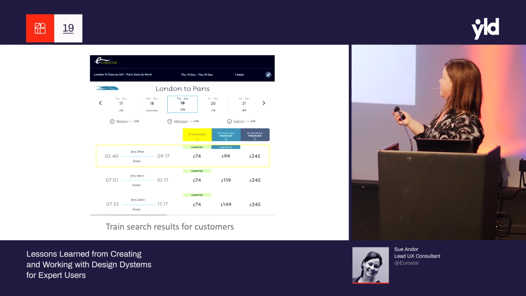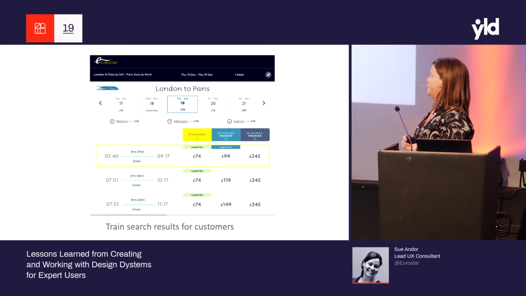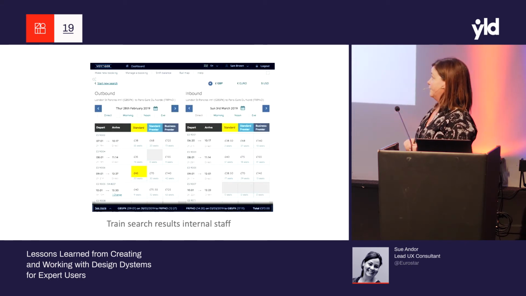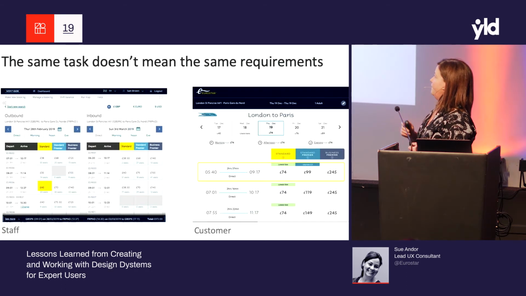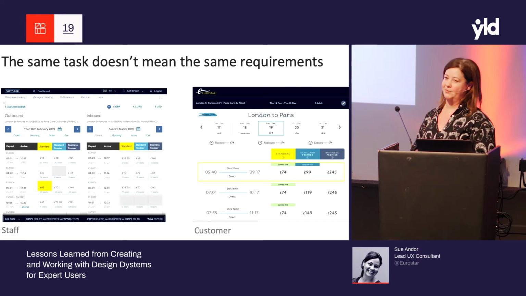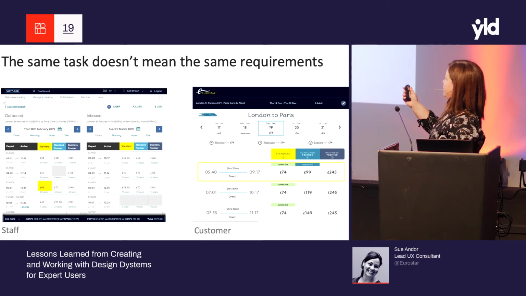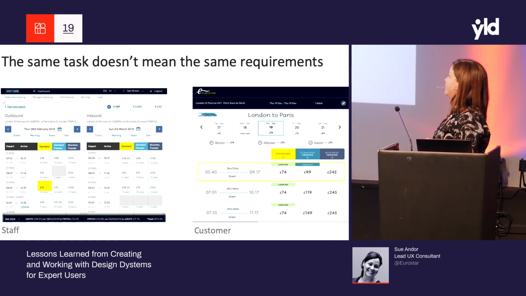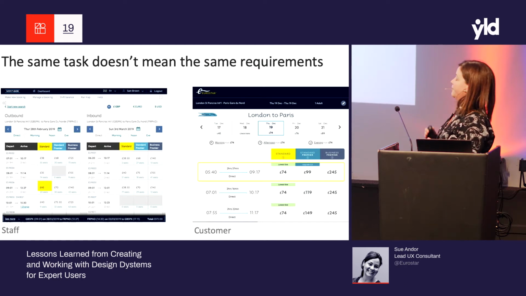So this is what customers see when searching for a Eurostar train. And this is the redesign of what internal staff will see. If you put them side by side, you can see that they're really quite different, although it's the same task. And that's because the requirements are so different. Customers need to be able to go onto Eurostar's website and find a train on a site that they're not very familiar with. It's very spacious, and it's got this concept of doing one thing at a time.